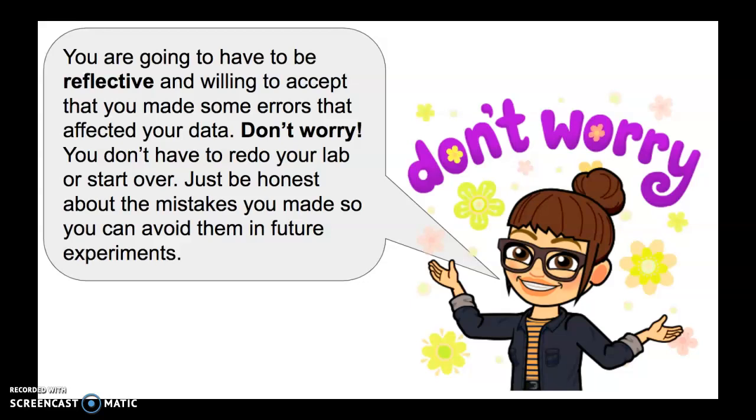We are being reflective. We're being honest about the mistakes we made so that we can avoid them in future experiments. Every single scientist who has ever done a lab looks back on it and thinks about, what did I do that might have affected the results of my lab? Nobody is perfect. And especially, I don't expect you to be perfect as a 7th grade scientist. You made mistakes. It's not a big deal. We're going to be reflective and think about them today.